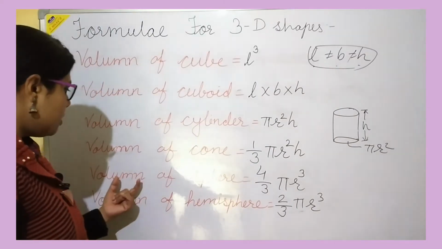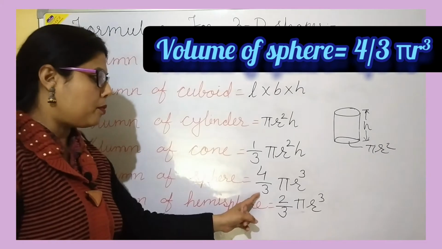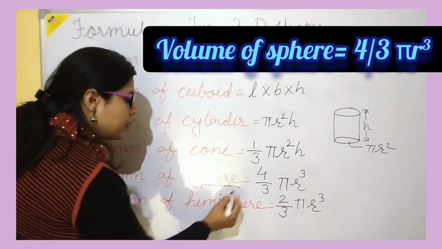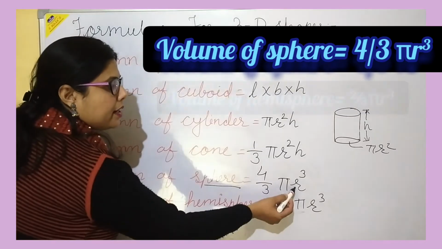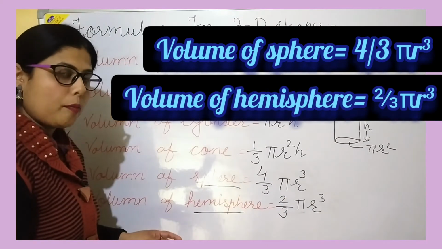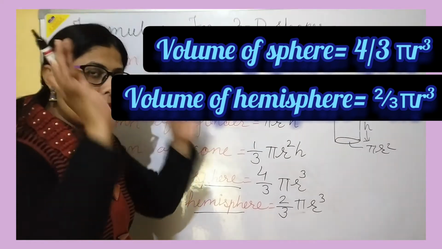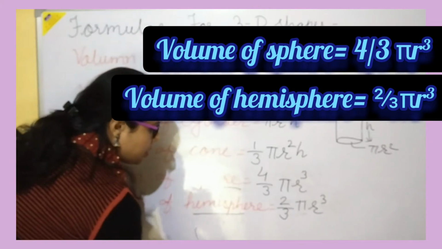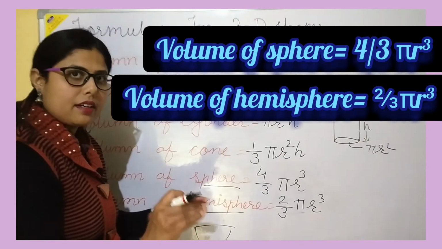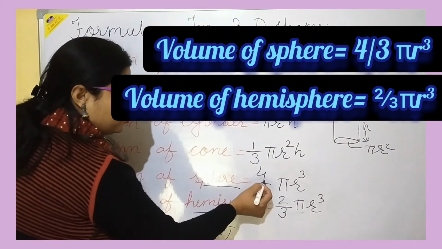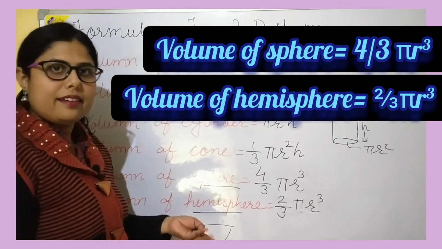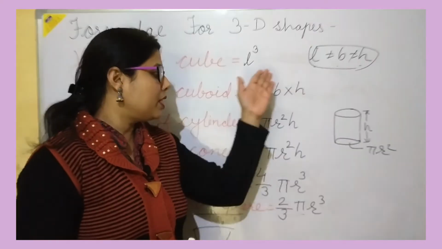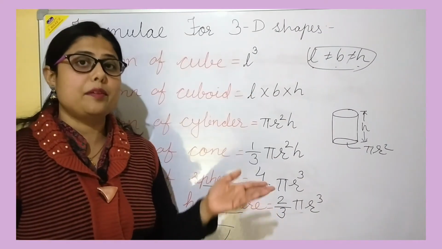Next trick is volume of sphere, that is 4/3 pi r cube. For sphere and for hemisphere, pi r cube is common, the same. You have to keep in mind only 2/3 in place of 4/3 in hemisphere, because hemi means half. So we have to take half of the 4, which gives 2/3. Easy. So I hope you like these tricks to keep all these formulae in mind.